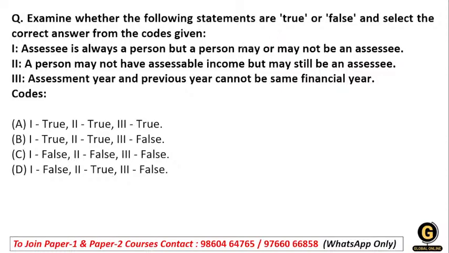Statement number 2, a person may have the assessable income but may still be an assessee. A person may not have assessable income but may still be an assessee. Isn't it true or false? Third statement, that is assessment year and previous year cannot be the same financial year.